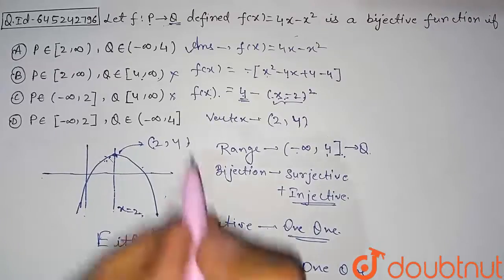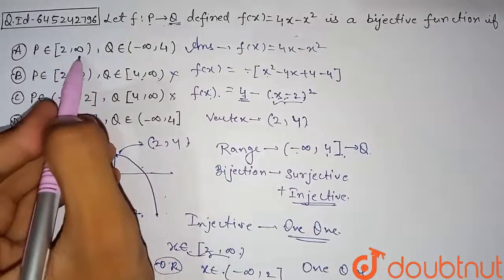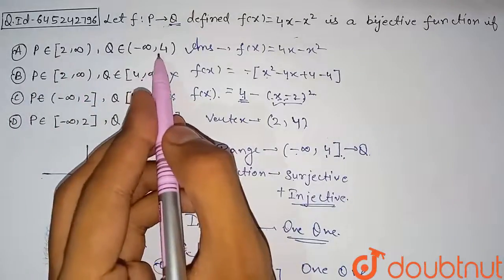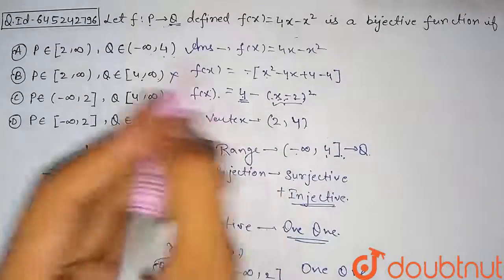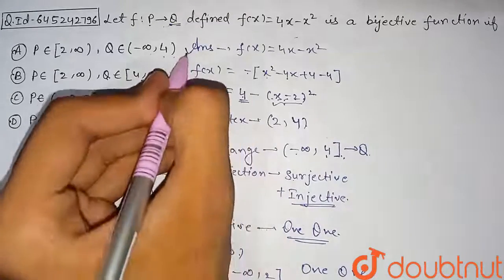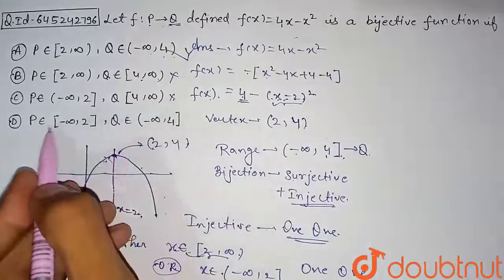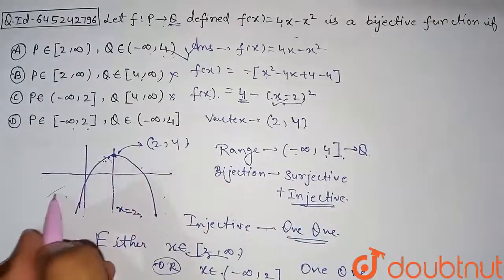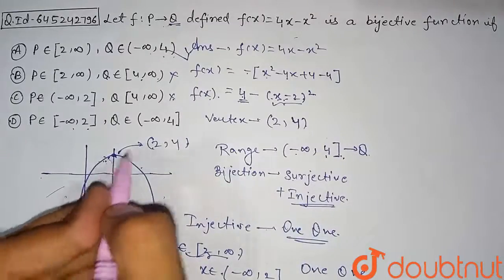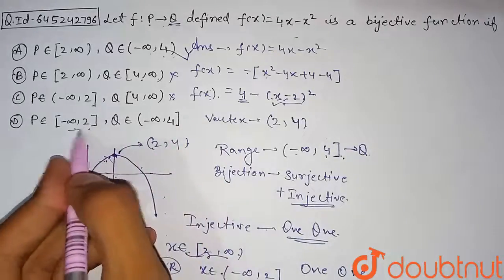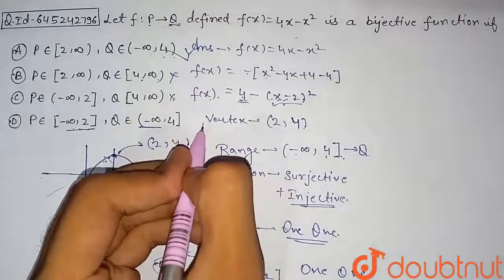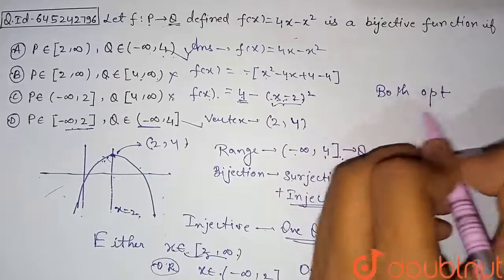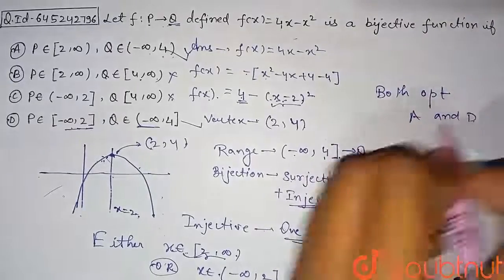So the answer to this question: if the domain P belongs to 2 to infinity, and Q belongs to minus infinity to 4, then the function is one-one and onto. So this is a bijection and a correct answer. Similarly, if P belongs to minus infinity to 2, then for this side of the graph it also behaves as bijective, one-one and onto. So this is also a correct answer. So the correct answers are both options A and D. This will be the answer for this question.